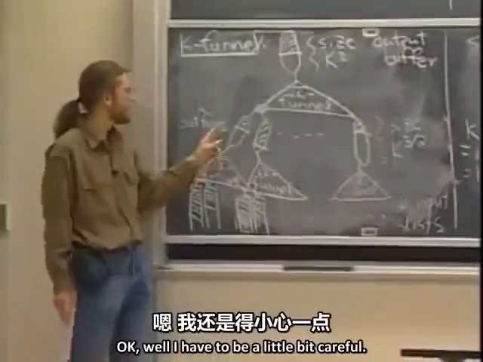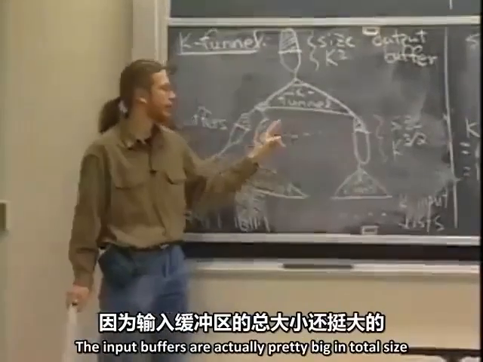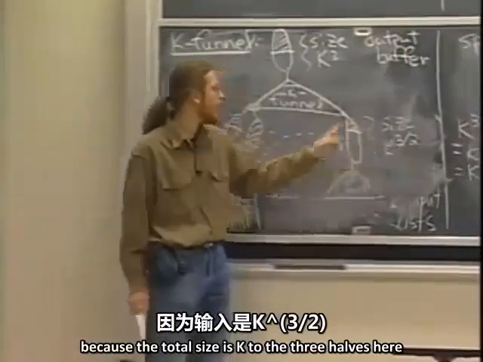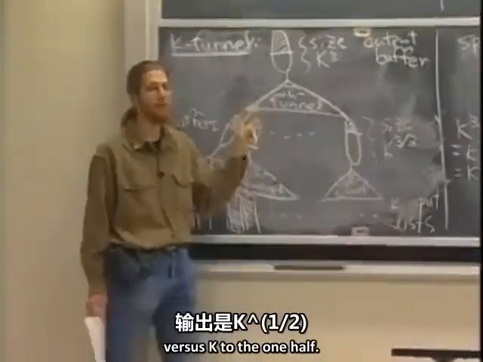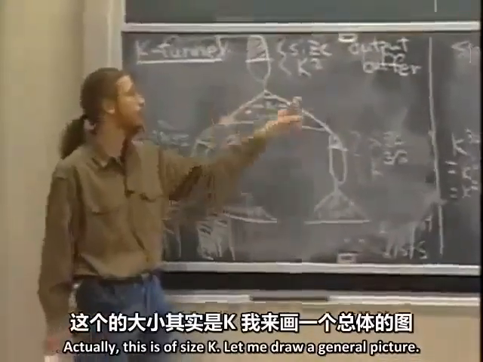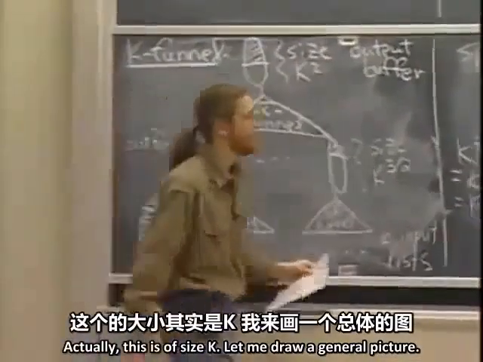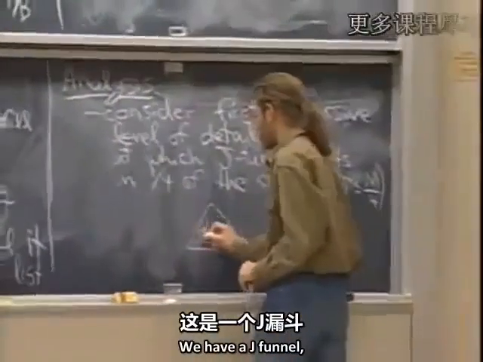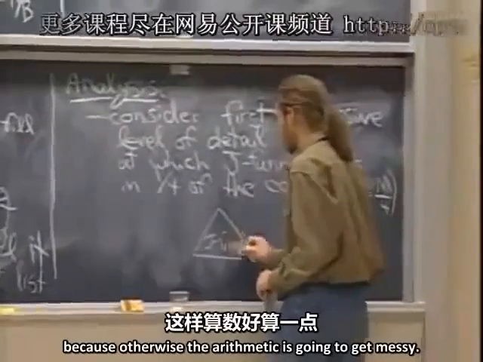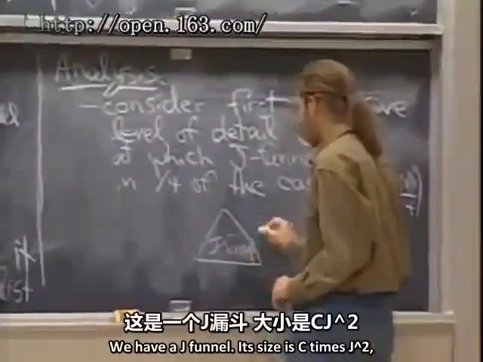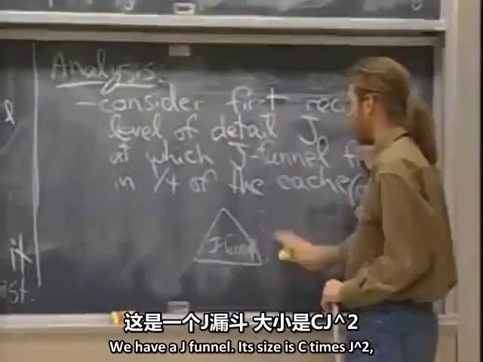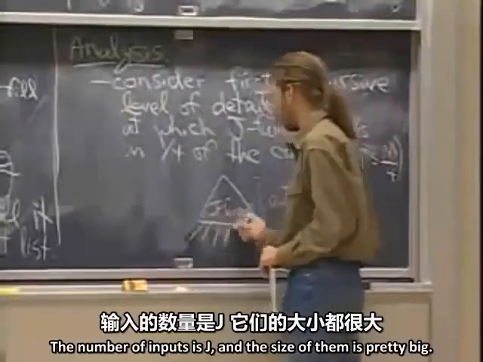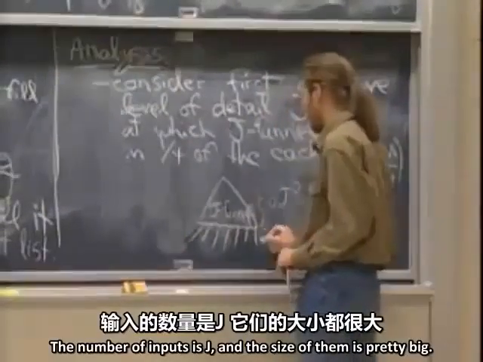Okay, well, I have to be a little bit careful. The input buffers are actually pretty big in total size, because the total size is k to the 3/2 here versus k to the 1/2. Actually, this is of size k. Let me draw a general picture. We have a J funnel, otherwise the arithmetic is going to get messy. Its size is C times J squared, we're supposing. The number of inputs is J.